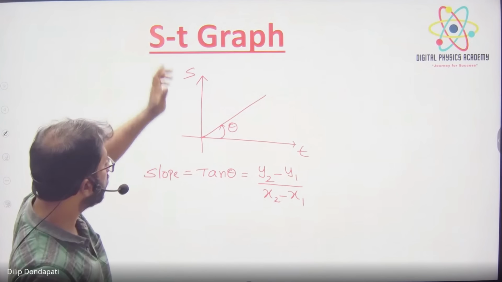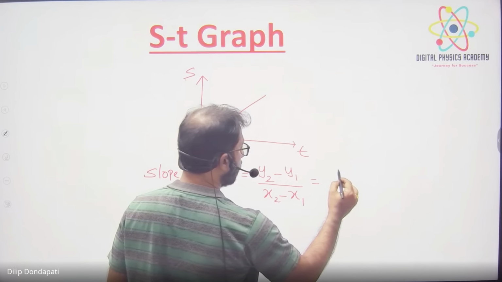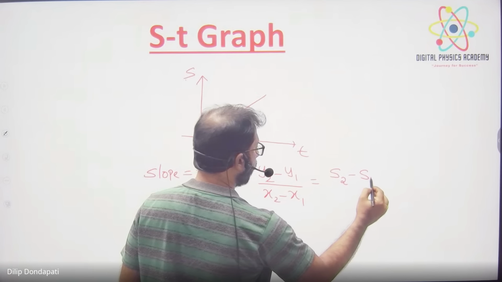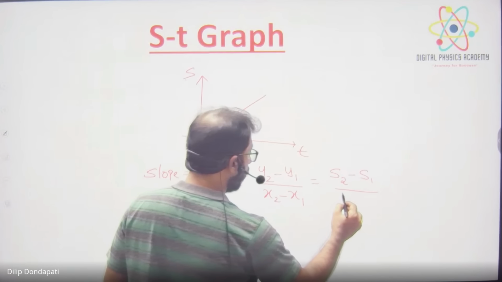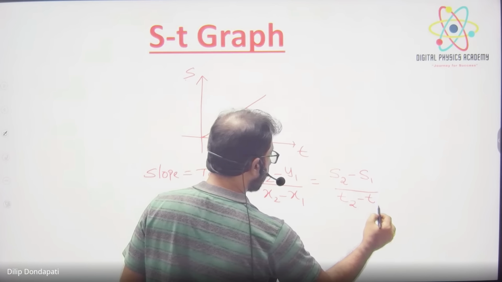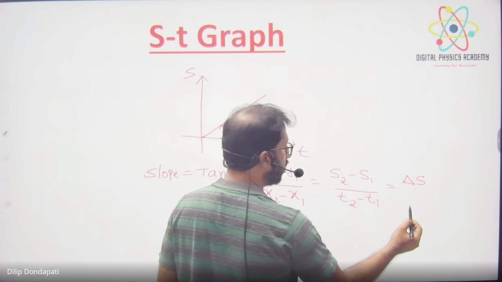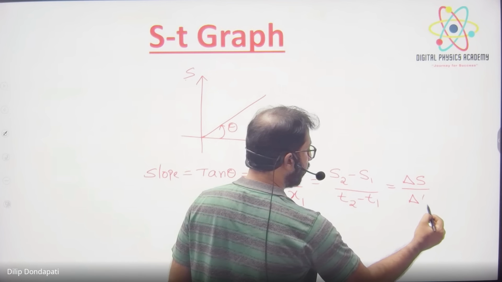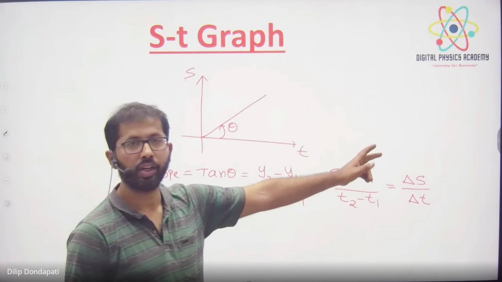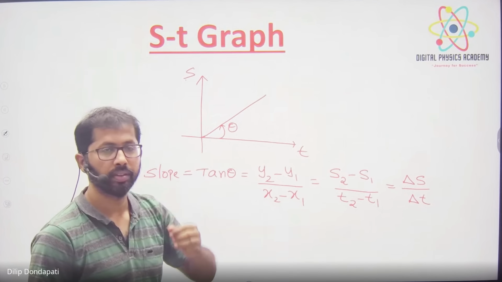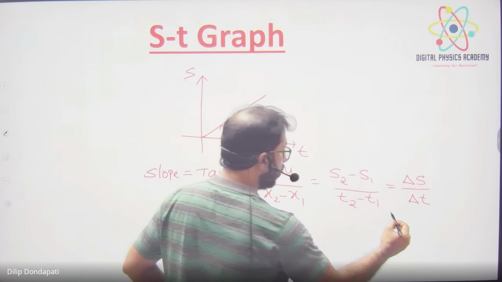Here on the y-axis what is there? On the y-axis displacement is there. So instead of y2 minus y1, I can write s2 minus s1, and on the x-axis which variable is there? Time is there. t2 minus t1. And I call this delta. Delta s by delta t is nothing but change in displacement by change in time. And displacement by time, rate of change of displacement, is called what? Velocity. So that is giving velocity.